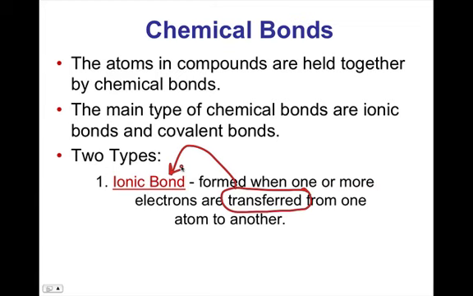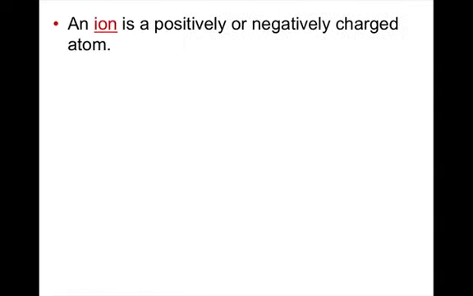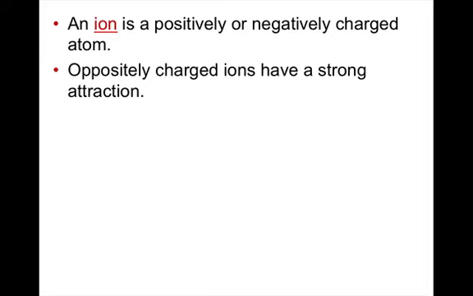The second type of bond is a covalent bond. And in a covalent bond, they are shared. So once again, ionic is transferred, covalent is shared, when the electrons are shared between atoms. An ion is a positively or negatively charged atom. And you have seen these before. Oppositely charged ions have a very strong attraction to one another, and you put these together when you were making chemical compounds in physical science.